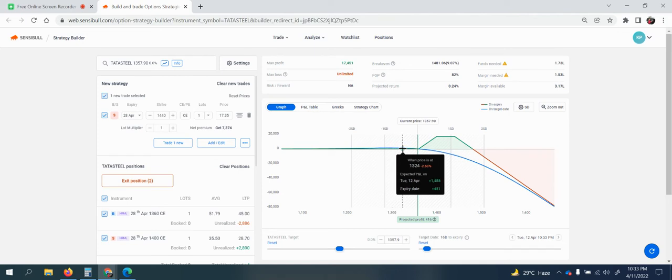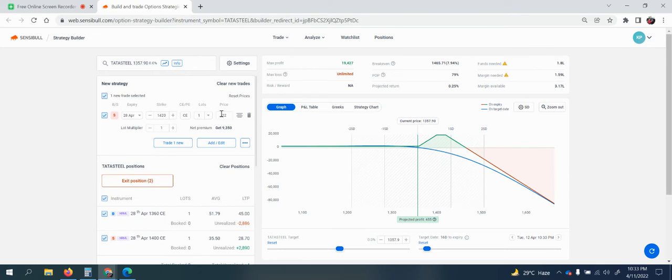So if you want more profit, if you are confident about your price action saying that Tata Steel will go down from here, you can start looking for more and more premium, right? So if you sell 22, your profit would be like 2,427. All right.